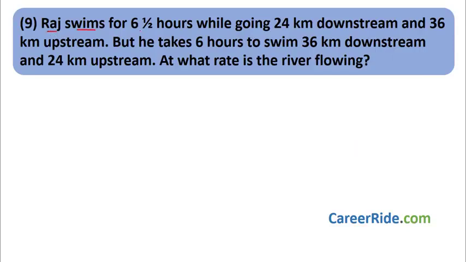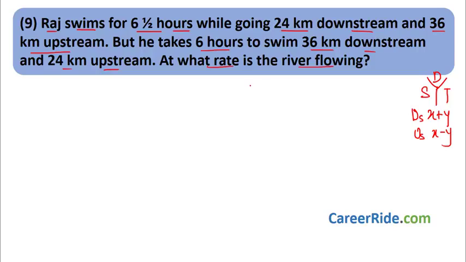Going to question number 9. Raj swims for 6.5 hours while going 24 kilometers downstream and 36 kilometers upstream. But he takes 6 hours to swim 36 kilometers downstream and 24 kilometers upstream. At what rate is the river flowing? Now here we have our DST, we will have our x plus y and x minus y. What is x plus y? Downstream speed. What is x minus y? Upstream speed. Correct?